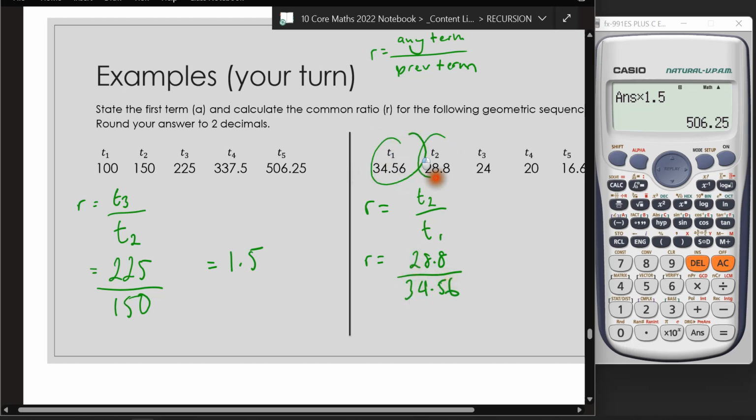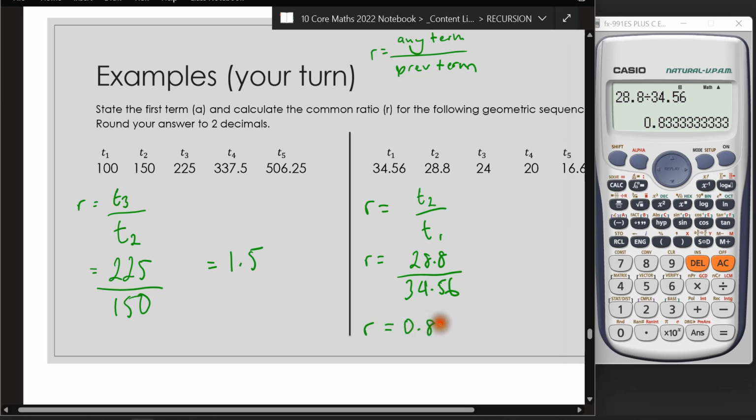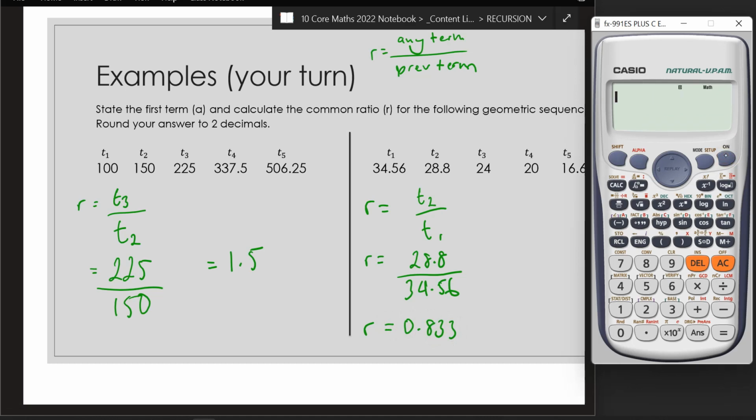If your terms are going down or getting lower and lower, it means the ratio should be less than 1. So in this case, 28.8 divided by 34.56 is 0.8333. Okay. Let's go 3 decimals. All right, so let's test this. If the common ratio is definitely 0.8333.